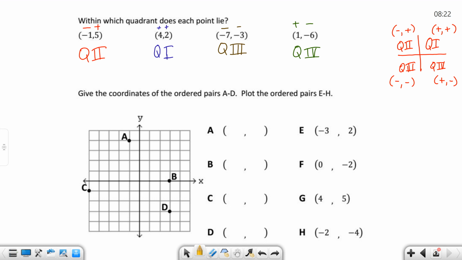And then plot the ordered pairs E through H. So, over here, I give you the ordered pairs, and I want you to put them on the grid over here, all right? So, let's go through and then do those things.